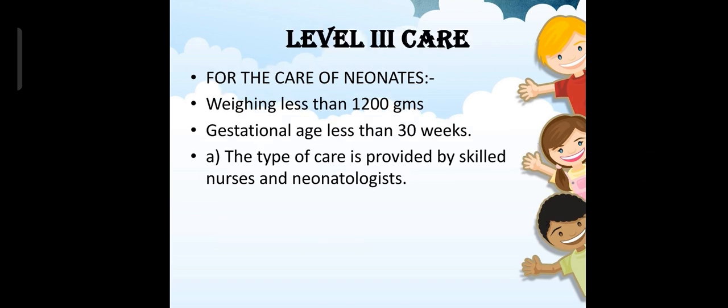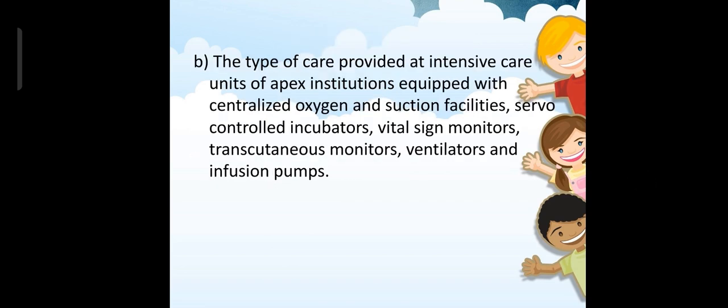Now we will see the level 3rd care. The level 3rd care is for the neonates who are weighing less than 1200 grams and the gestational age will be less than 30 weeks. And this type of care is provided by skilled nurses and neonatologists. This exclusive care is given at places like the intensive care unit of an apex institution, and those institutions equipped with central oxygen supply. The suction facility should be available in those institutions.